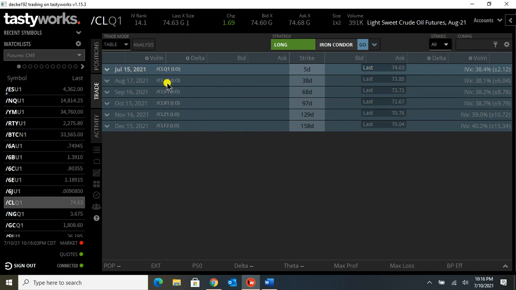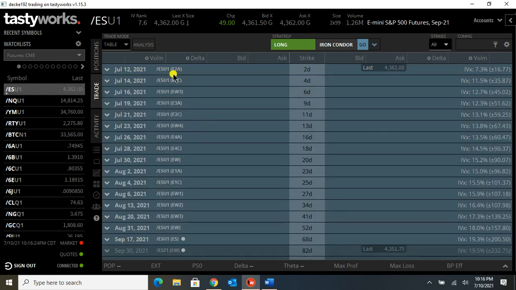The U is September, V is October, X is November, Z is December, and F is January. So we can see that crude oil has monthly expirations for its actual futures contract. Something like /ES is only going to have quarterly expiration. So you can see that it's U all the way through, and then it jumps to Z. So the U is September and the Z is December.